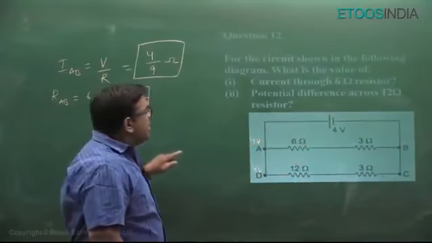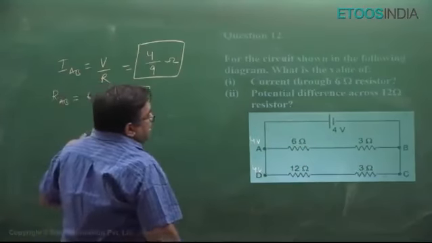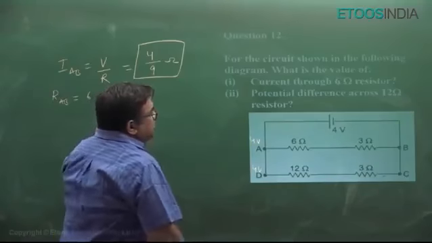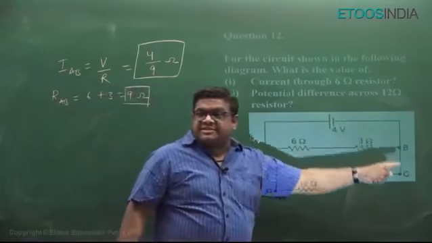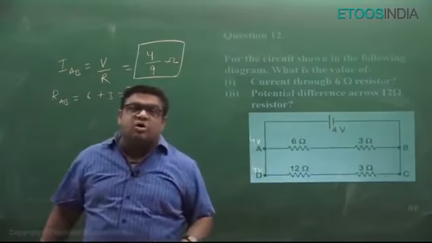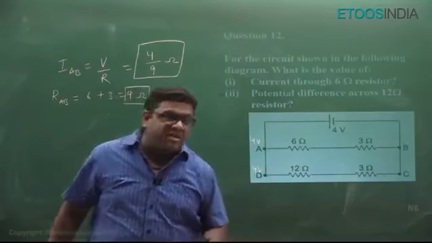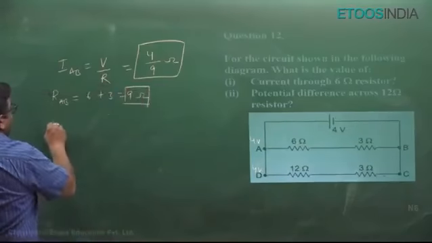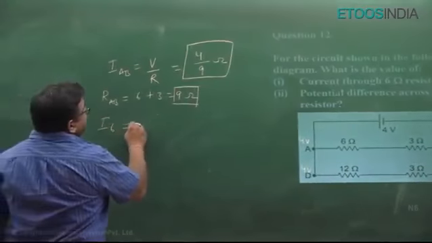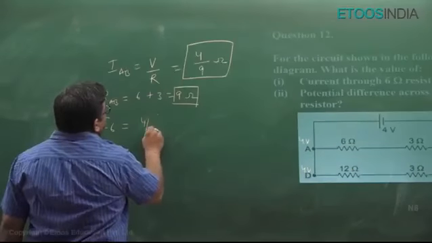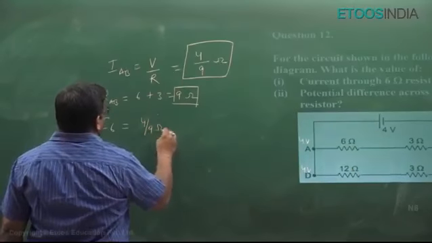Okay. Now, they have asked for the current through 6 ohm. Since these two are connected in series, and we know that in a series combination current is the same, I can say that I6 is 4 upon 9 ampere.